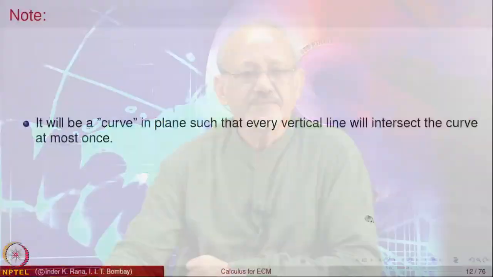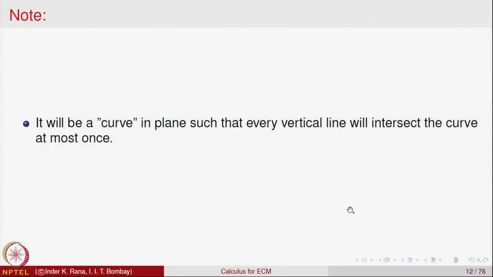Here is an observation: a graph normally will give you some kind of a curve in the plane. But every curve in the plane need not be the graph of a function. This is a slightly subtle point, and we will see soon what it means. So, for example, let us look at a picture and try to see.